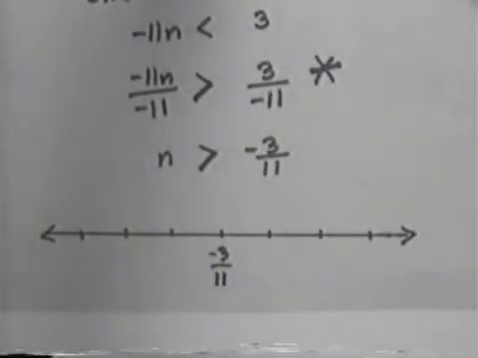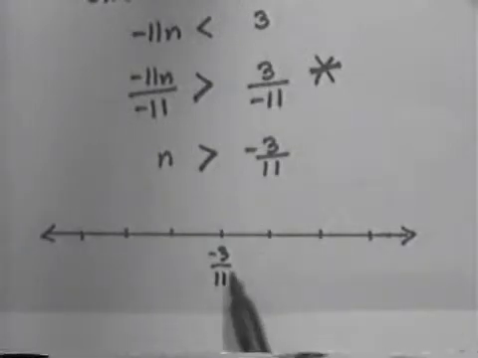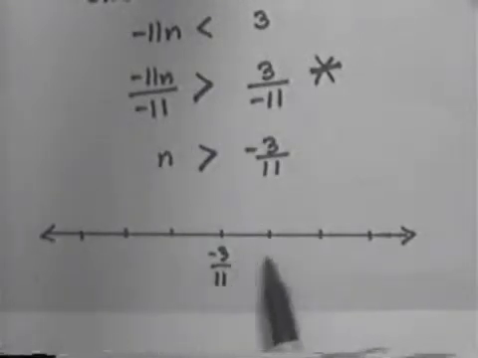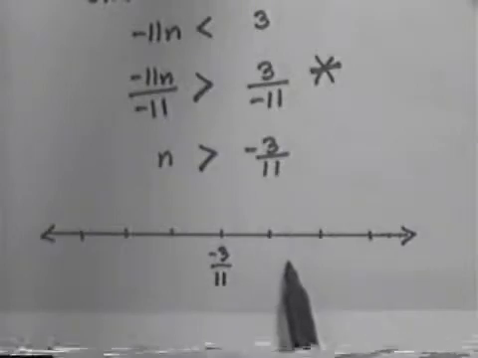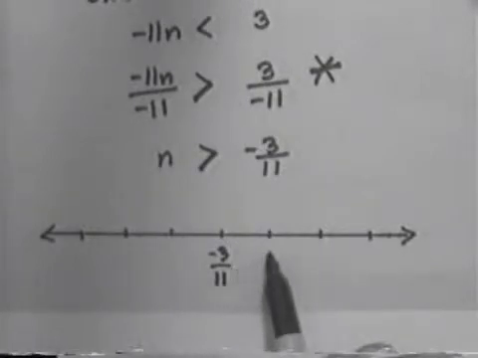But now I must be extra careful because I must be sure that the values I label to the right and to the left of this are spaced correctly. If I want to pick an integer that's just to the right, that is greater than negative 3/11, negative 3/11 is between negative 1 and 0, perhaps you would think I should put 0 here.